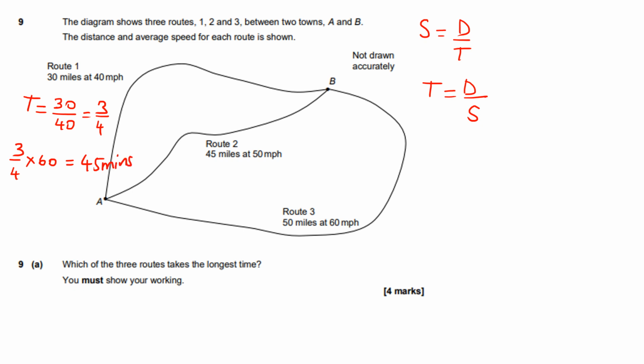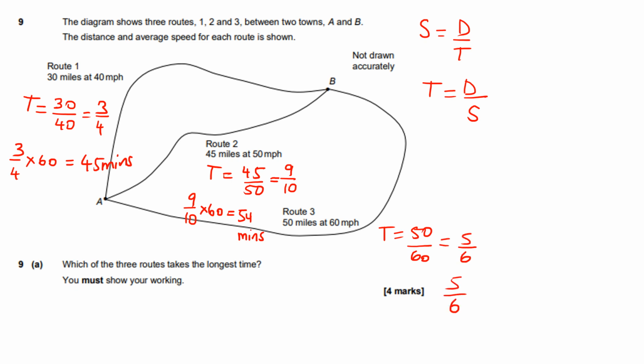For route number 2, t is equal to 45 out of 50, and 45 out of 50 is going to give us 9 out of 10. You could do 9 out of 10 times 60 and figure out that it's going to be 54 minutes. So we've got 54 minutes for route number 2, and route number 3 is going to be time is equal to 50 divided by 60, so that is 5 out of 6 of an hour. To find out the 5 out of 6 of an hour, we can just times it by 60, and that is going to give us 50 minutes.